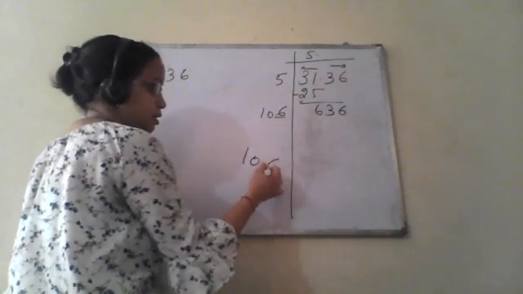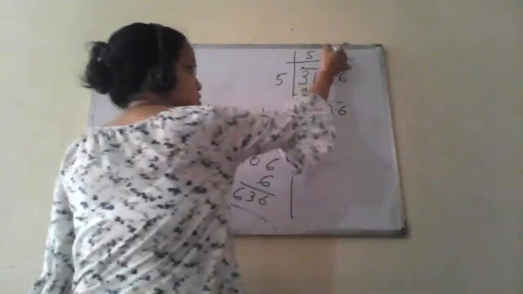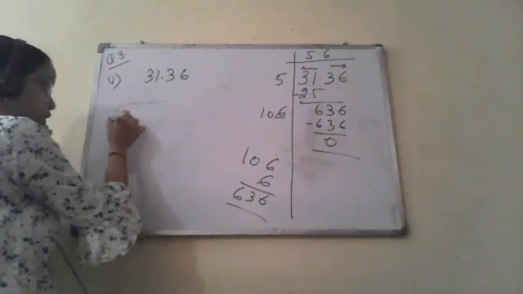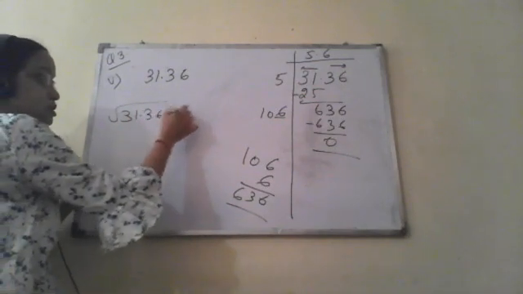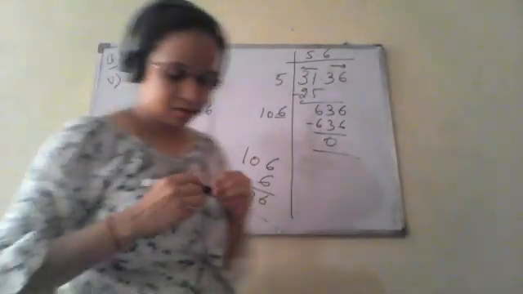You see 106, 6 times. This is 636. So I'll write 6 here. It is 636 and the remainder we will get 0. So the square root of 31.36 is 5.6. It is exactly the same. Clear?